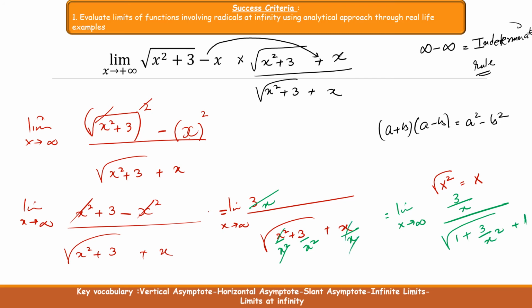Now apply the limit. So when we apply the limit, we get 3 over infinity over square root of 1 plus 3 over infinity square plus 1. So 3 over infinity is 0, divided by square root of 1 plus 0 plus 1. Anything multiplied by 0, the answer is 0. So remember, whenever we have only the square root and you have the chance to take the conjugate of that square root before solving, better to solve by the rationalizing technique.